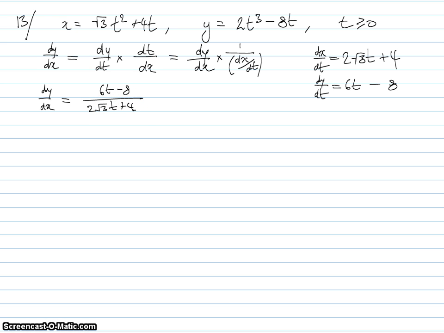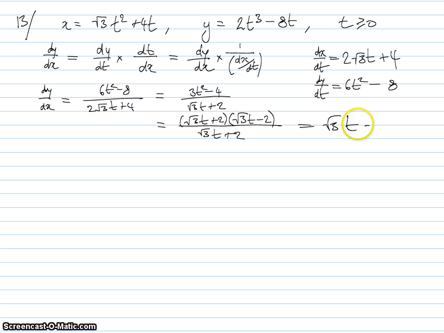Well, we can divide by 2, and what do we get? We get 3t minus 4 over root 3t plus 2. And we can see that this up here is actually a difference of squares. So this is actually root 3t plus 2, root 3t minus 2, all over root 3t plus 2, which is equal to root 3t minus 2, which is what we were asked to show.